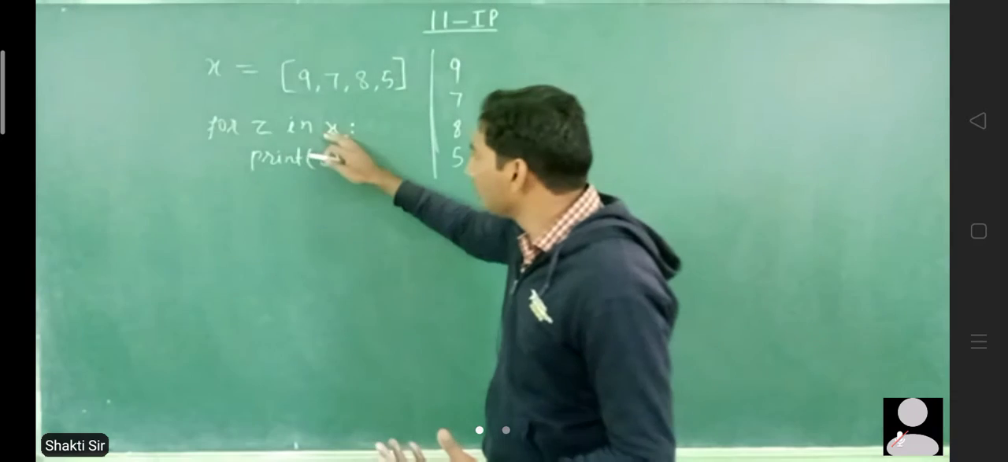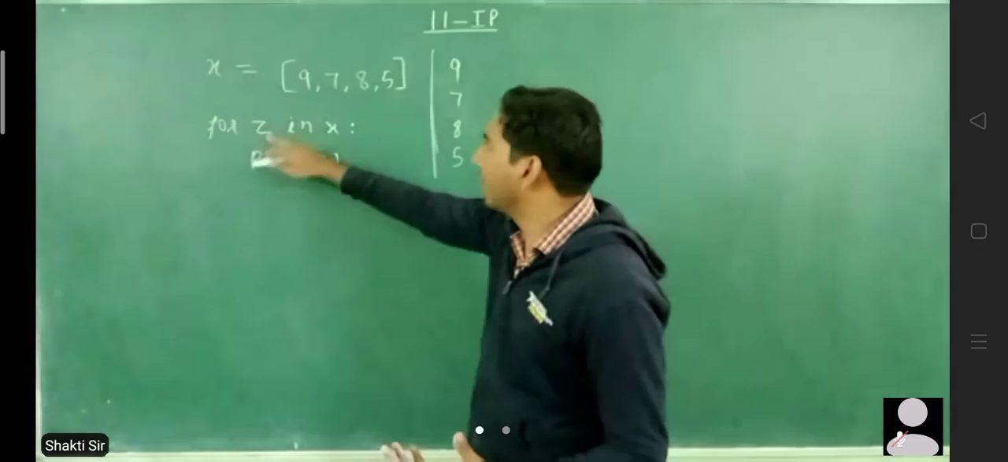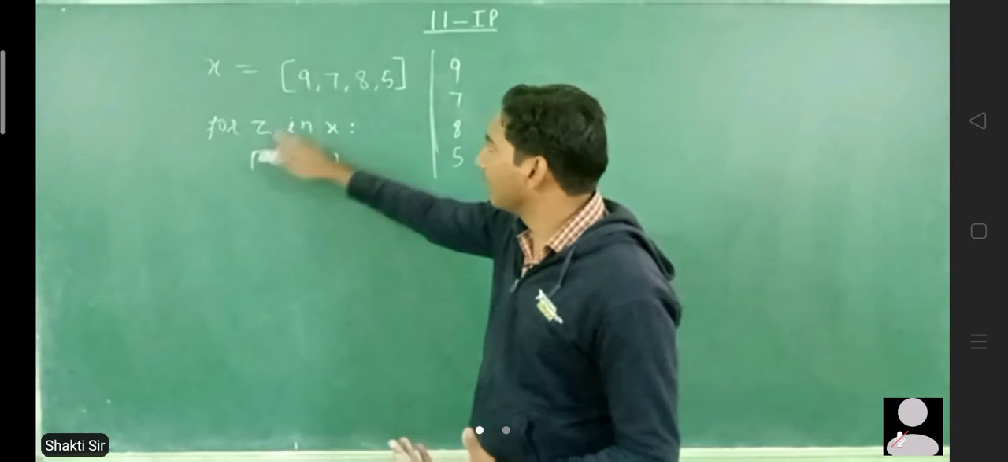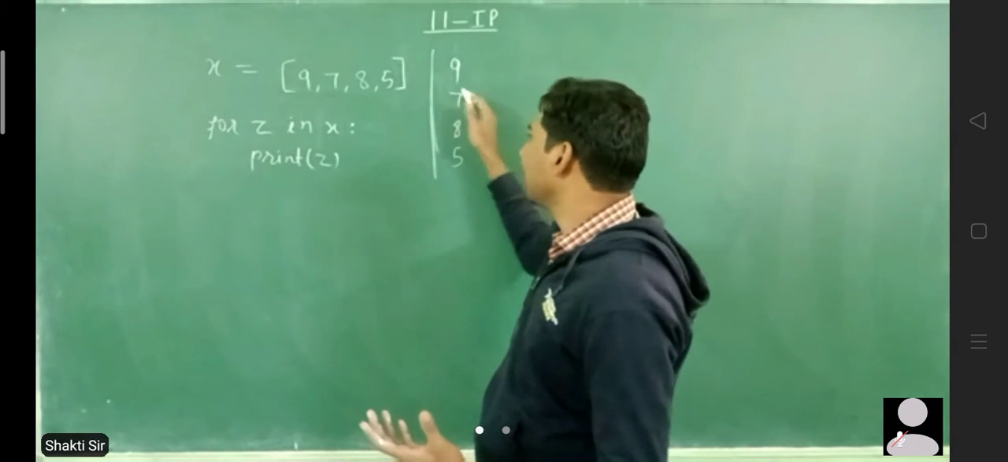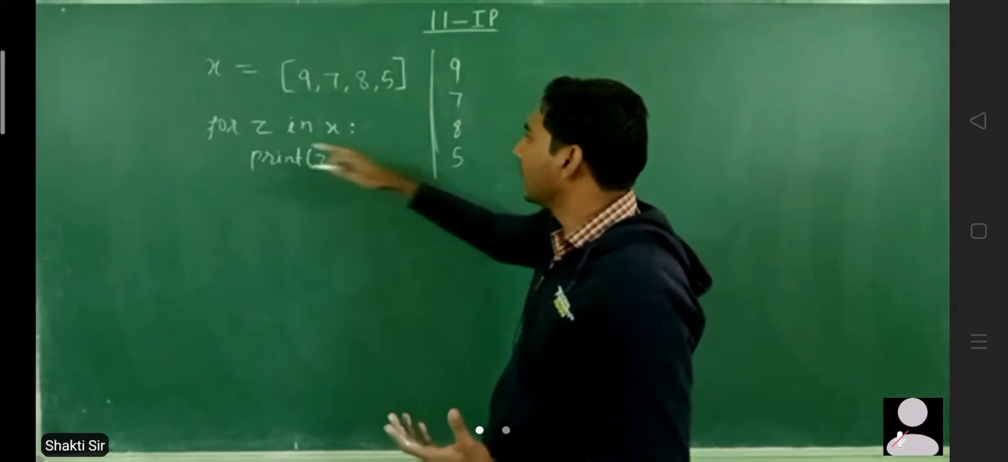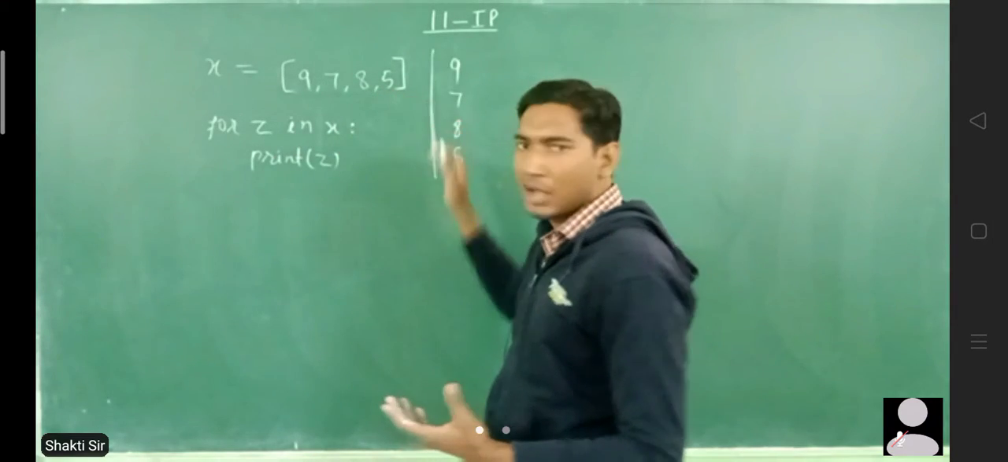When this loop runs, first the value of z becomes 9, then 9 is printed, then the value of z will become 7, then 7 is printed, then the value of z becomes 8, then 8 is printed, and then the value of z becomes 5, then 5 is printed.